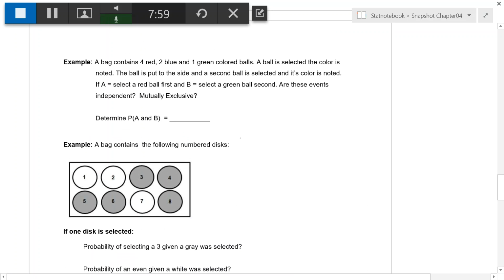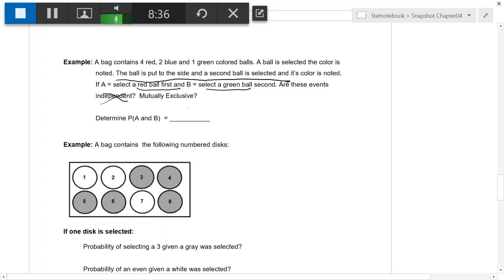Next question. Back to the old colored ball problem. Read it over. In this particular case, when we choose the first ball, it's being put on the side, and then the second ball is being selected. So these are definitely not independent, because the choice of a second ball is going to be in a different world, because that world is going to change based upon what happened in the first, right? Now, the question is, what's the probability we get a red ball first and a green ball second?